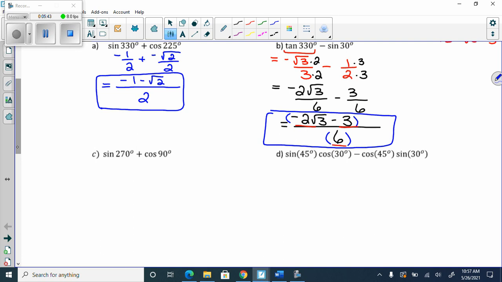Sine of 270. So I want the y at 270, which is -1. Cos of 90. I want the x at 90. 0. Plus 0. So this one is -1. Life is good.